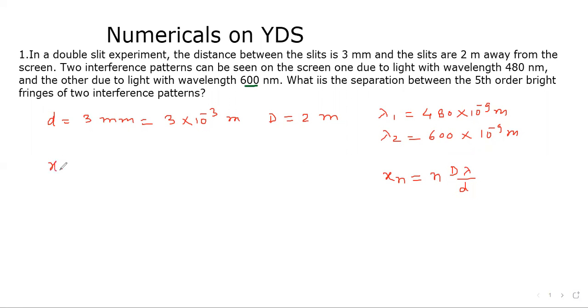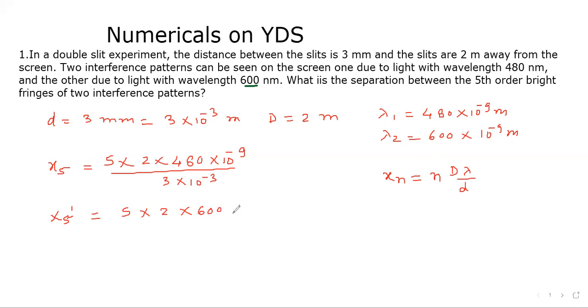So x5 for 480 will be equal to n, that is 5, into D, that is 2, into 480 into 10 to the power minus 9 divided by 3 into 10 to the power minus 3, and for 600 nanometer wavelength, x5 dash will be 5 into 2 into 600 into 10 to the power minus 9 divided by 3 into 10 to the power minus 3.